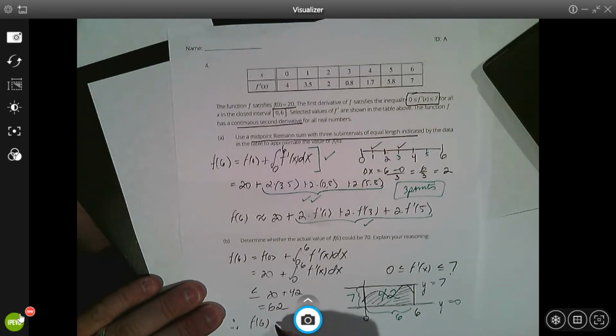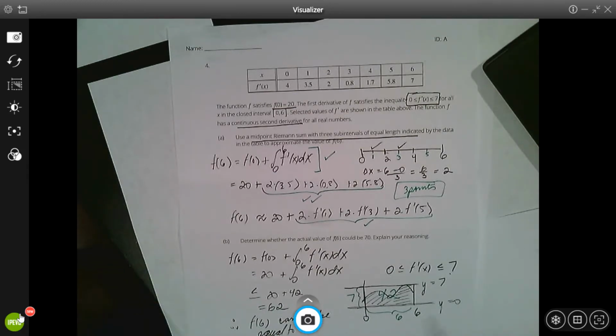Therefore, f of 6 cannot be equal to 70. So, a little bit different of an argument. You've got to take into account the fact that you have an upper bound for the value of the derivative, and you can make that work.